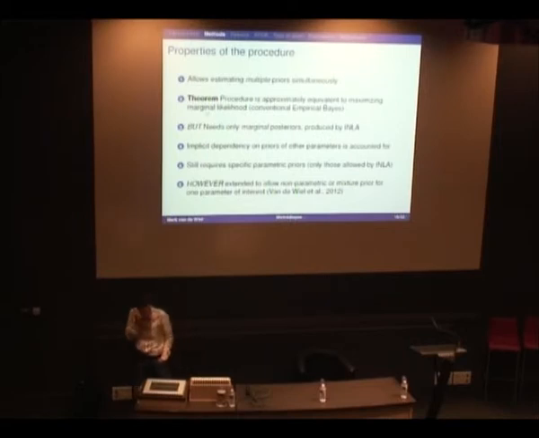We have a small theorem there that says that the procedure is approximately equivalent to maximizing marginal likelihood, so that's basically what conventional empirical Bayes does. But importantly, and that's important from a computational point of view, this procedure needs only the marginal posteriors. And conventional empirical Bayes is maximizing under the joint posteriors, which is much harder to get and a much more difficult problem. So it's an iterative procedure that only needs marginal posteriors, for which we have a good program named ELA.